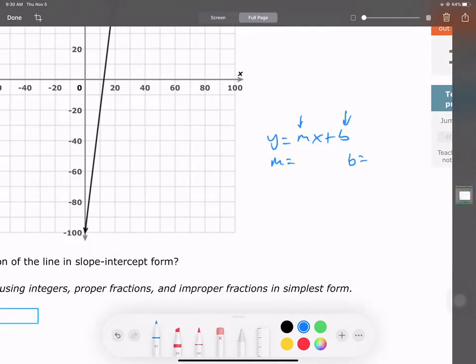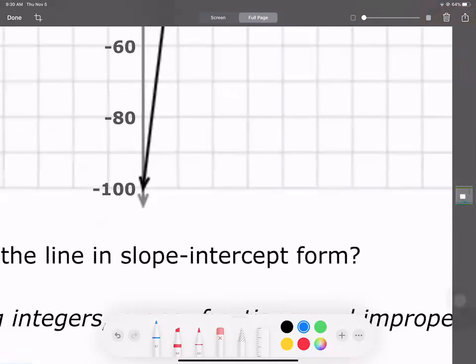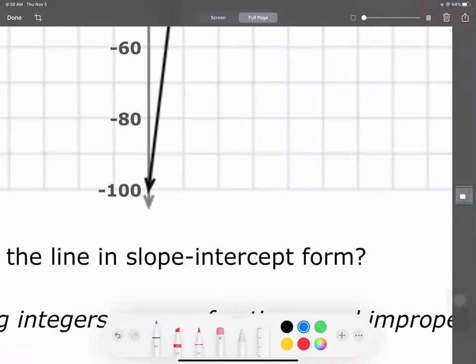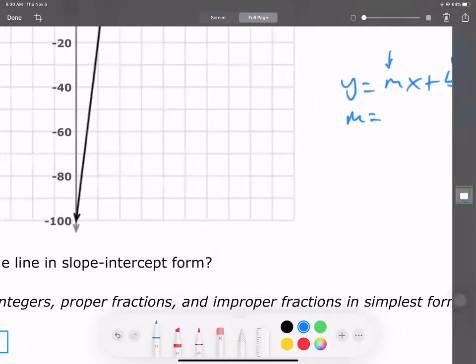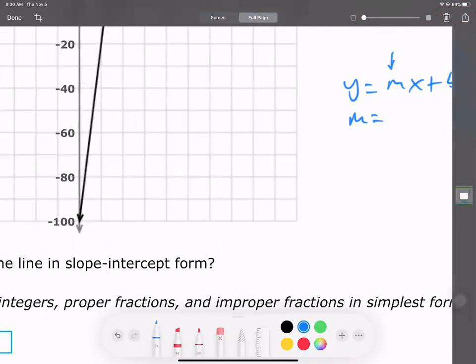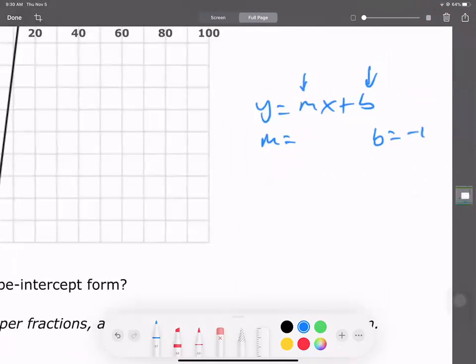I'm going to zoom in for you guys. Maybe you guys can take a guess. What does that look like? I'm hearing negative 100. I would agree with you. That looks like negative 100. So my b is negative 100. Easy peasy. We're halfway there.